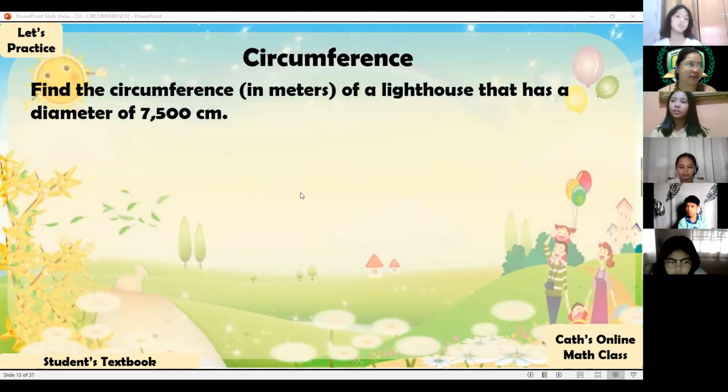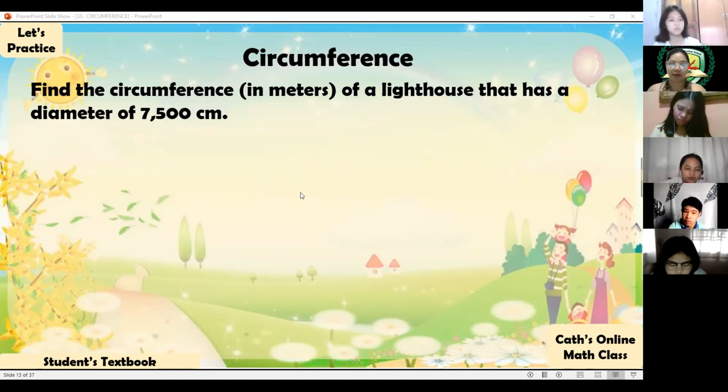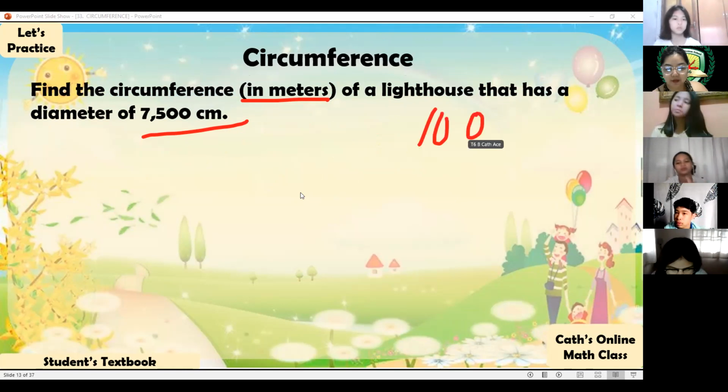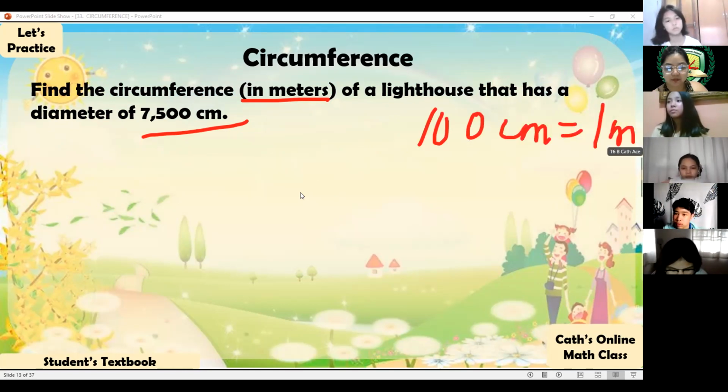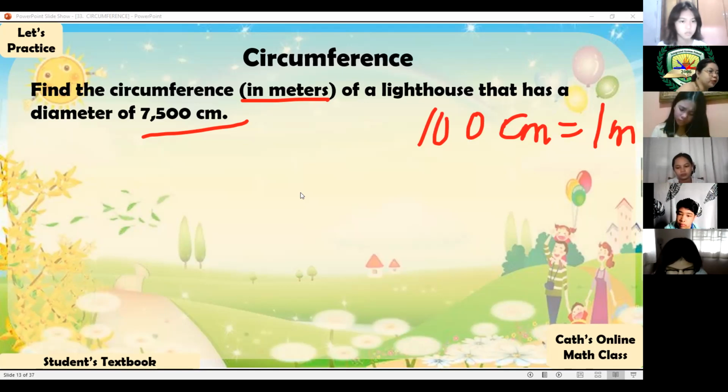Okay, how about this one? Find the circumference in meters. Okay, remember that centimeters to meters: 100 cm is equal to 1 meter. So what are you going to do? Compute first how many meters that lighthouse is. Done.